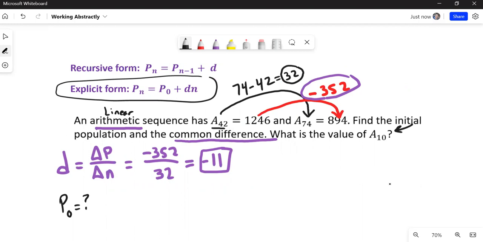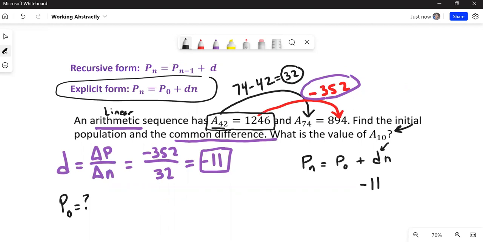Well, what you're going to do is use the equation and plug in what you know. So the equation is P sub n equals P naught plus D times n. Now, we already have found D, so I'm going to plug that in. D is negative 11. The other piece that we want to find is P naught, but we can use one of these terms to figure it out. So let's use the fact that A sub 42 equals 1,246.